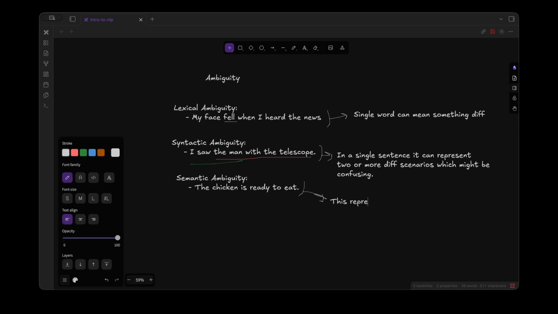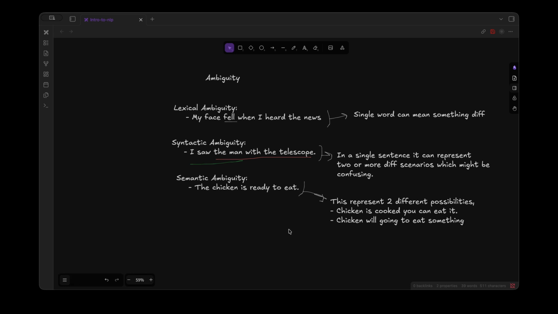First, the chicken is cooked, you can eat it, or the chicken is going to eat something. This is basically the idea of semantic ambiguity, where an entire sentence can mean different things. In a single sentence there are some other possibilities.